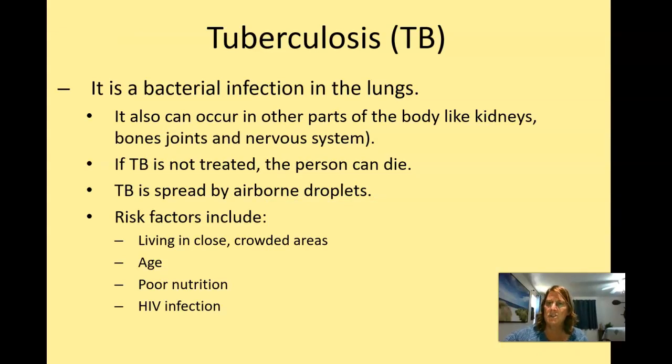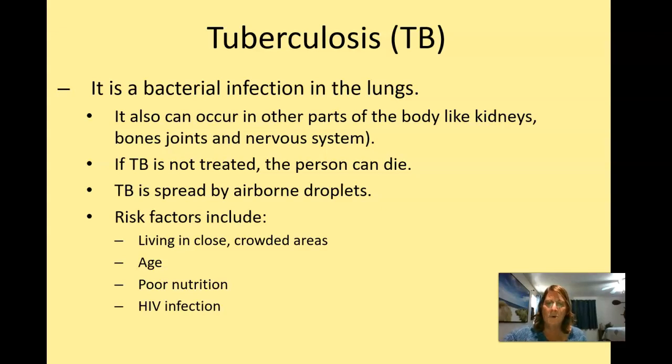And then tuberculosis. Tuberculosis is a bacterial infection of the lungs. It also can occur in other parts of the body. You can have tuberculosis attack the kidneys, the bones, the joints, and the nervous system. We tend to think of it as just something that's in the lungs, but it actually affects other parts of the body. And if it's not treated, the person can die.